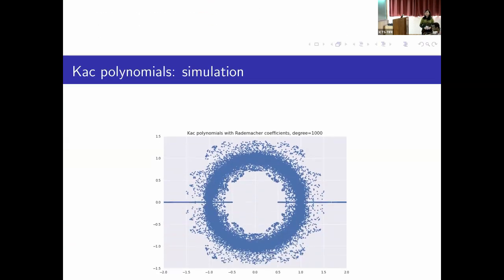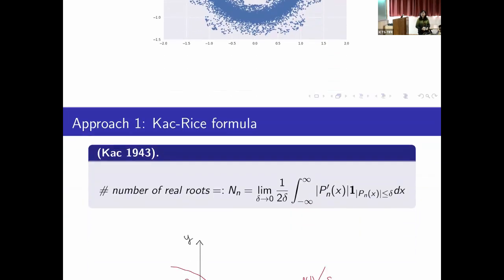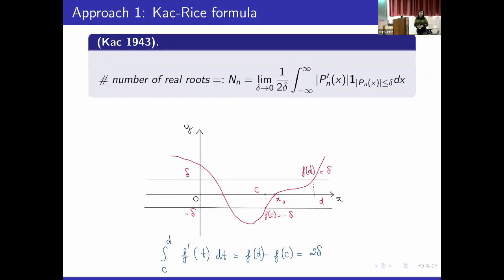Here is a simulation of the Kac polynomial of degree 1,000 with Rademacher coefficients. You see most of the roots actually stay very near the unit circle. Indeed, the limiting distribution of the complex roots is uniform on the unit circle, but still there are real roots. Now, how to calculate the expected number of real roots? This is the very first approach that gives a precise estimate on the expected number of real roots.